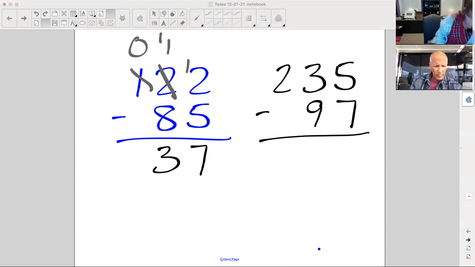5 is too small for 7, so we make it a 15. We borrow that from the 3, which becomes a 2, but 2 is too small for a 9. So we make it into a 22. I will look forward to your final answer. And then we borrow back from the 2, which becomes a 1. Do this.